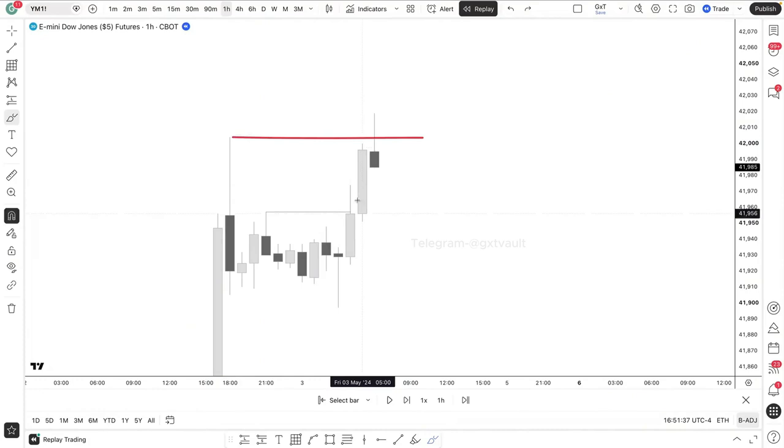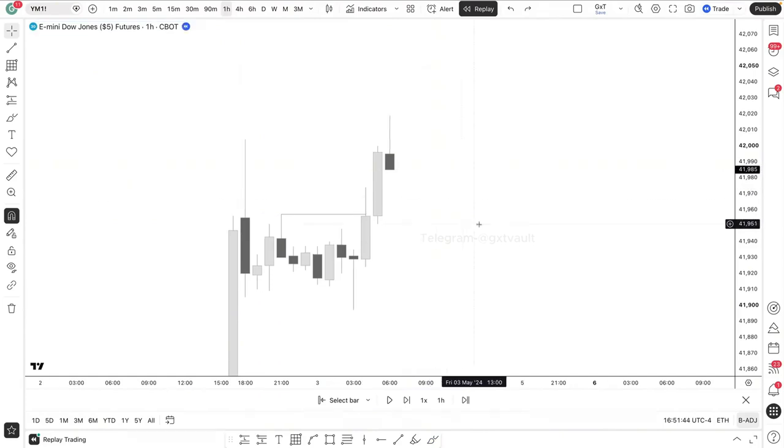Price engages this high before we even can create the hourly gap. You just have to live with it, right? We're trying to trade the highest probable trades here, and that's what I'm teaching here. So check this out here.